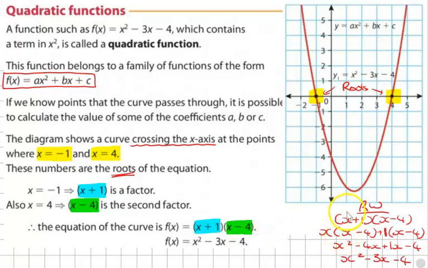So here's our rough work. X plus 1 times x minus 4 is x times x minus 4 plus 1 times x minus 4, which is x squared minus 4x plus 1x minus 4, which is x squared minus 3x minus 4. So we can see we do get x squared minus 3x minus 4, which is what we started with at the very start.